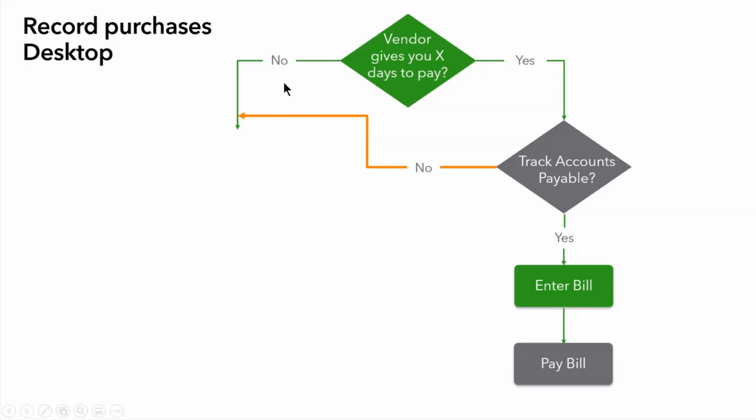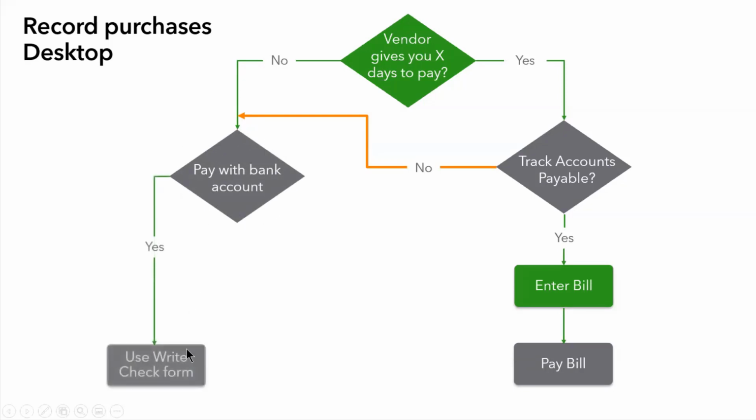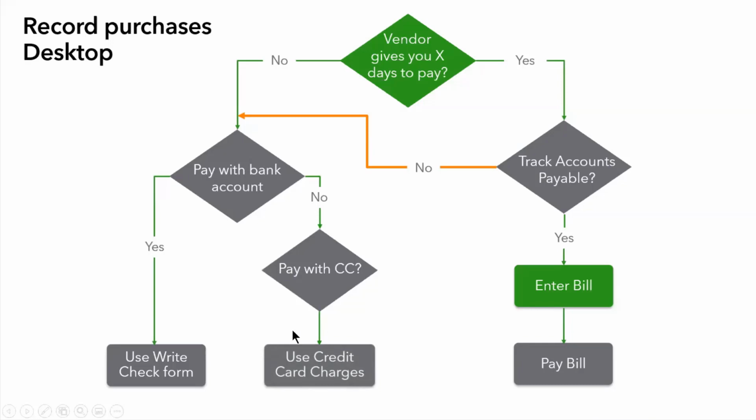What happens if the vendor doesn't give us time to pay? Well, in QuickBooks Desktop, we have 2 other transaction forms that we can use. And it's based around one question: do we pay in the real world with a bank account? If we do, we need to use the write checks window, right? We're all familiar with how that works in desktop. If we don't pay with a bank account, then are we paying with a credit card? And if we are, then we use the enter credit card charges window. Again, we are all very familiar with how those transactions work in desktop.